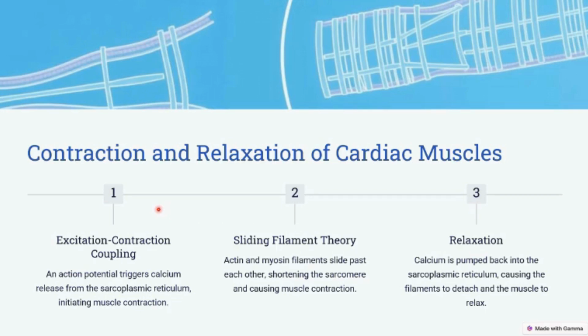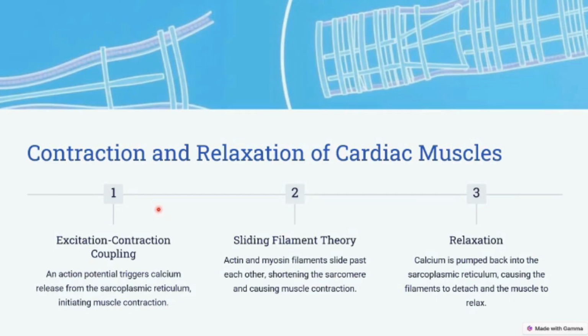So next is calcium influx. This electrical impulse triggers the opening of the calcium channels in the cardiac muscle cells. Calcium ions flood into the cells, also from the sarcoplasmic reticulum, initiating contraction. Then the sliding filament theory: the increase in calcium concentration allows for the interaction between two key proteins, actin and myosin, we all know.